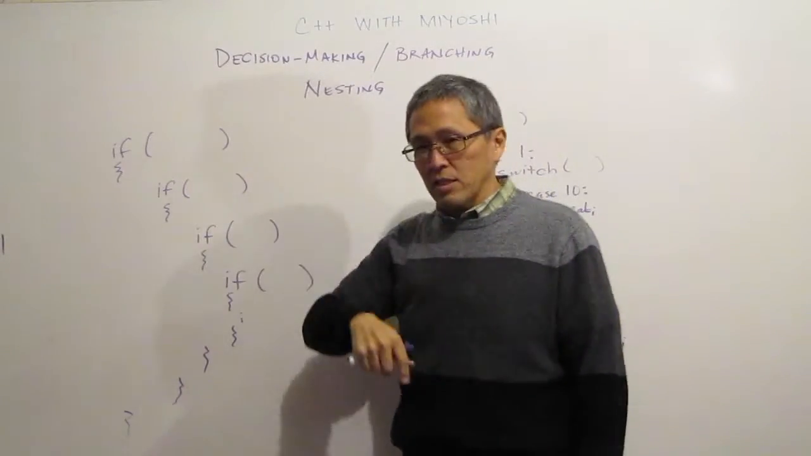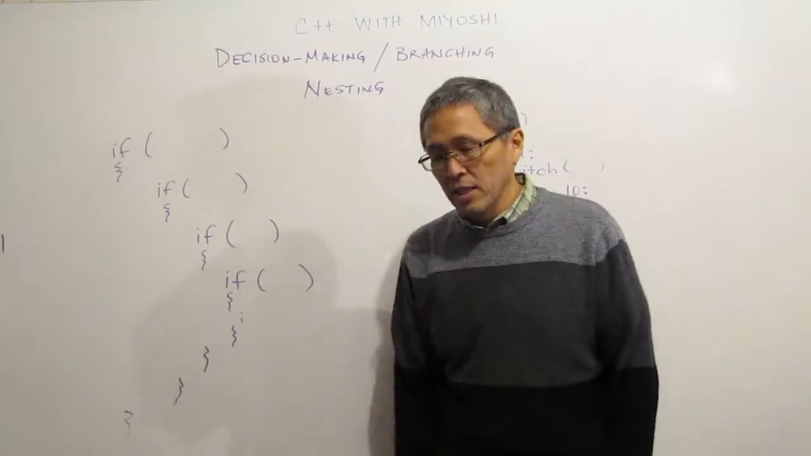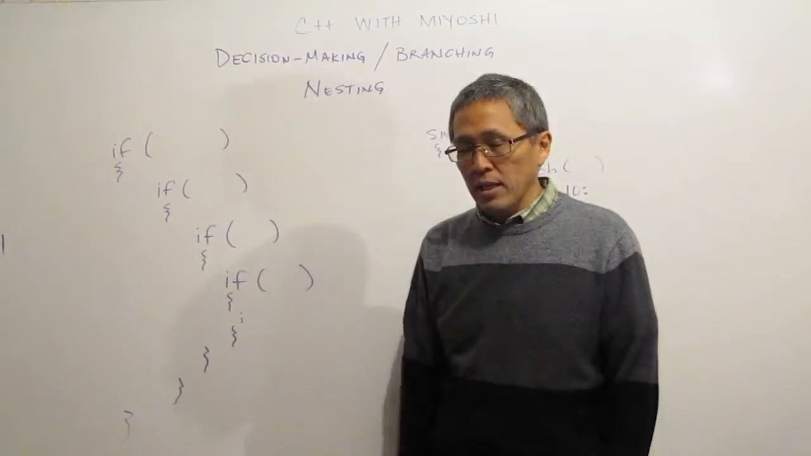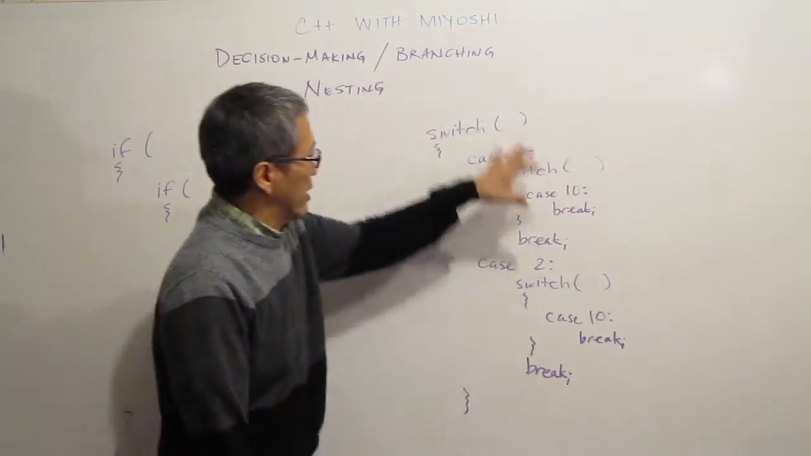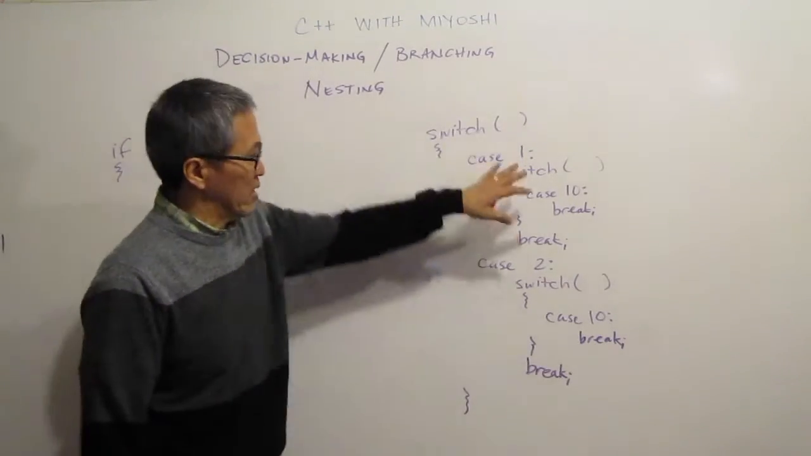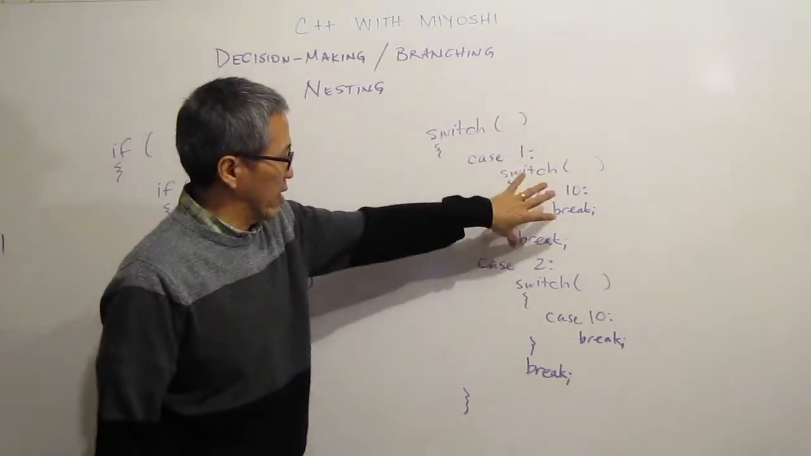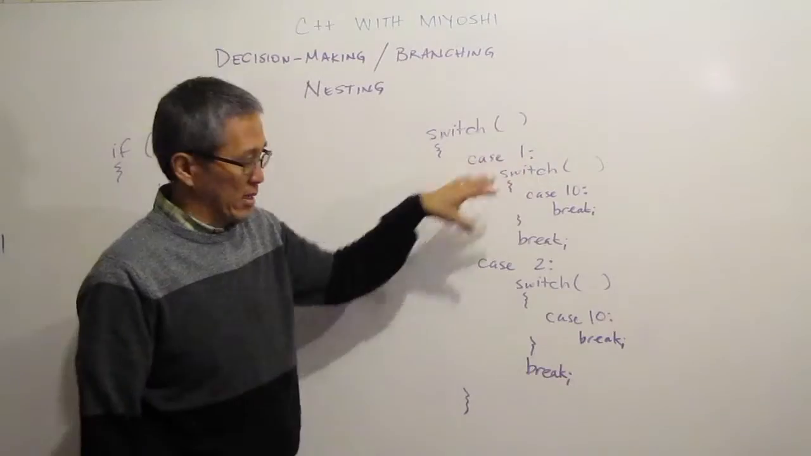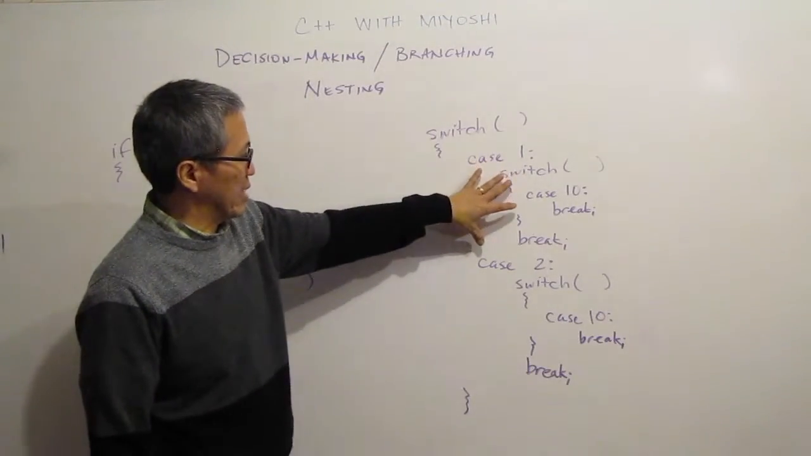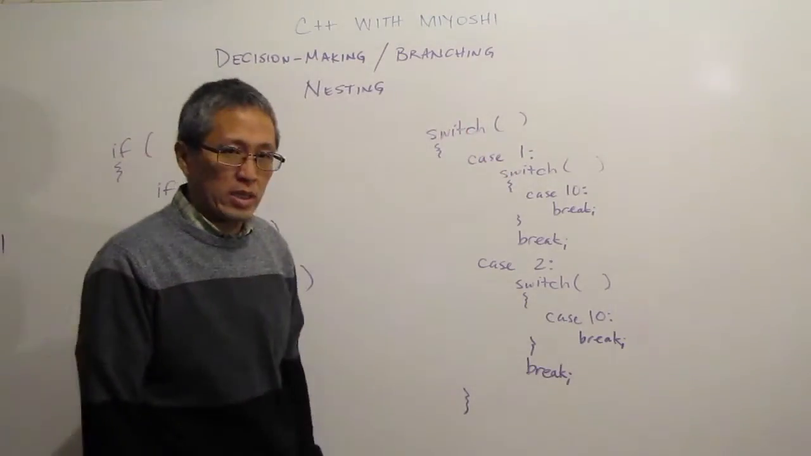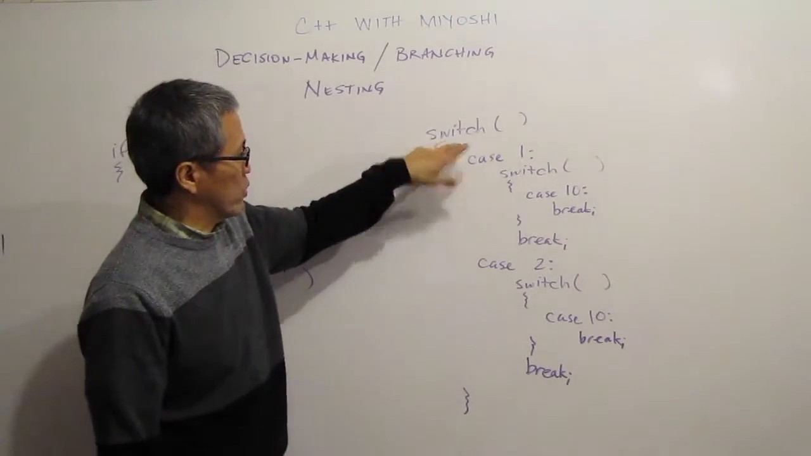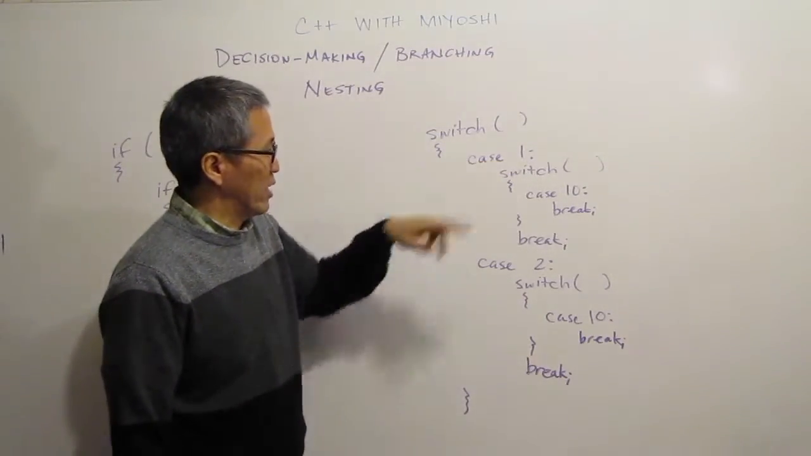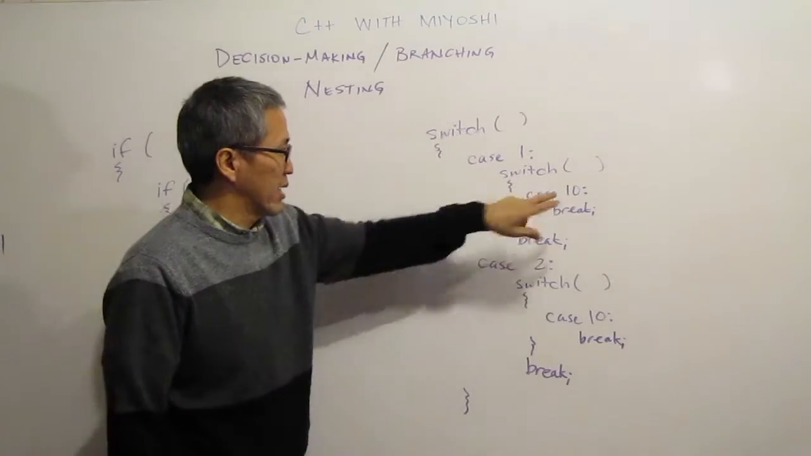Now, I would suggest that if you have very many levels of nesting, you stick with ifs. It gets really messy when you branch with switches, and even just having two sets of nesting, a case switch inside another switch, gets messy. I have a switch and I have my case one, and I have another switch inside there, and I have another case and a break.